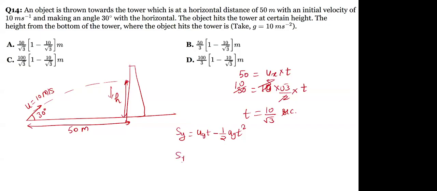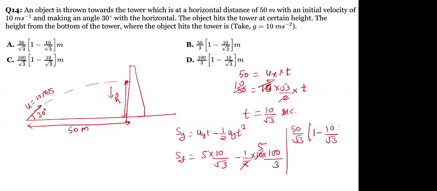So Sy is equal to uy, and uy will be 10 sine 30, which is 10 by 2, which is 5. 5 into 10 by root 3 time, minus 1 by 2 times 10 into 100 upon 3. So this will also become 5, and this expression will become 500 by 3. Now if you take 50 upon root 3 common, it will become 1 minus 10 upon root 3 meter.